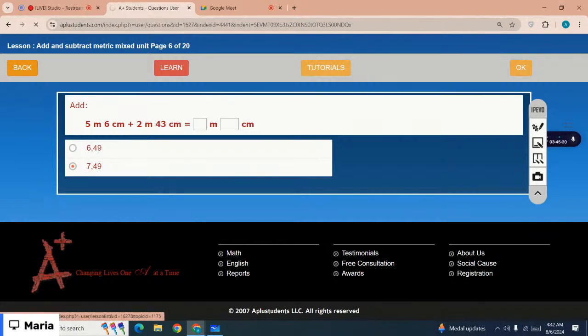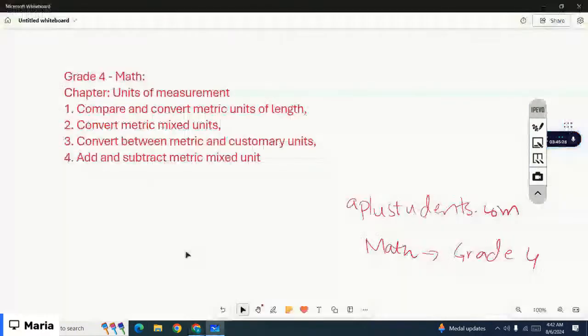So we were working on grade 4 math. The chapter we were working on is units of measurement. The lessons we have covered today are compare and convert metric units of length, convert metric mixed units, convert between metric and customary units, and add and subtract metric mixed units. So please make sure before the next session you complete all the practice questions for the lessons we just did. That is your homework until next session, right?